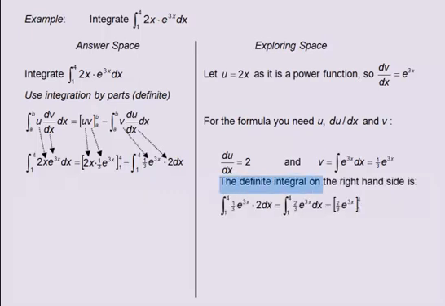The definite integral on the right hand side is the integral of 1/3 e to the 3x multiplied by 2 with respect to x evaluated between 1 and 4. This can be rewritten as the integral of 2/3 of e to the 3x with respect to x between 1 and 4, which is a basic integral. The answer is 2/9 of e to the 3x evaluated between 1 and 4.